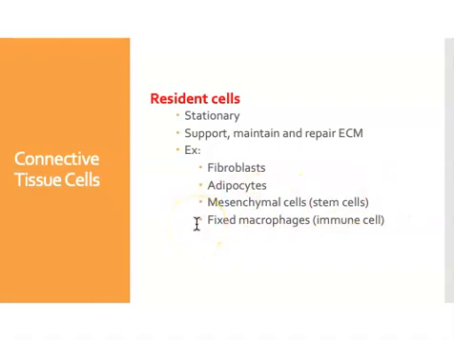Lastly, there's a type of resident cell called a fixed macrophage. This is a type of immune cell. Now, if you translate this word macrophage, it means big eater. So these are immune cells whose job it is to surround and consume foreign pathogens and materials that don't belong in the body. So fibroblasts, those are the types of connective tissue cells that we find in tendons and ligaments. Adipocytes, those are fat cells. Mesenchymal cells and fixed macrophages, those are the types of resident cells that are found in connective tissue proper.